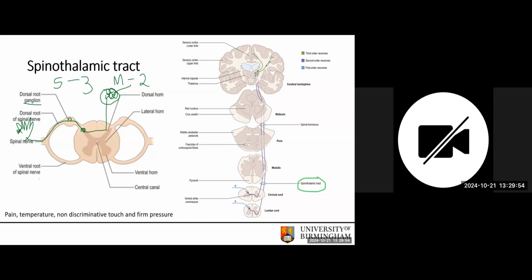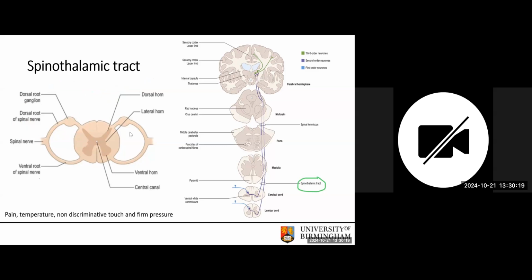Okay, this is the most basic type of sensory pathway. That's why I'm explaining it. So that's how they ascend to the brain through 3 types of neurons.